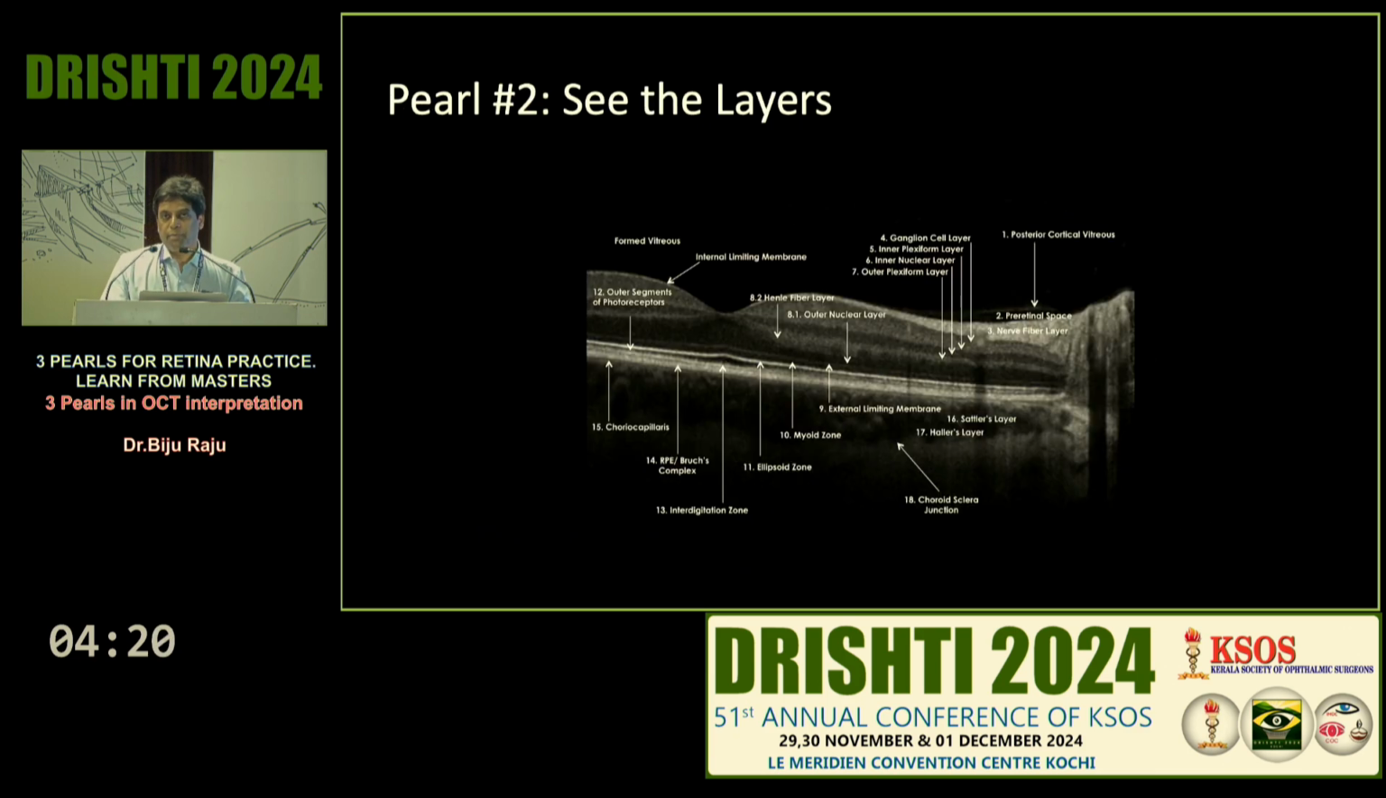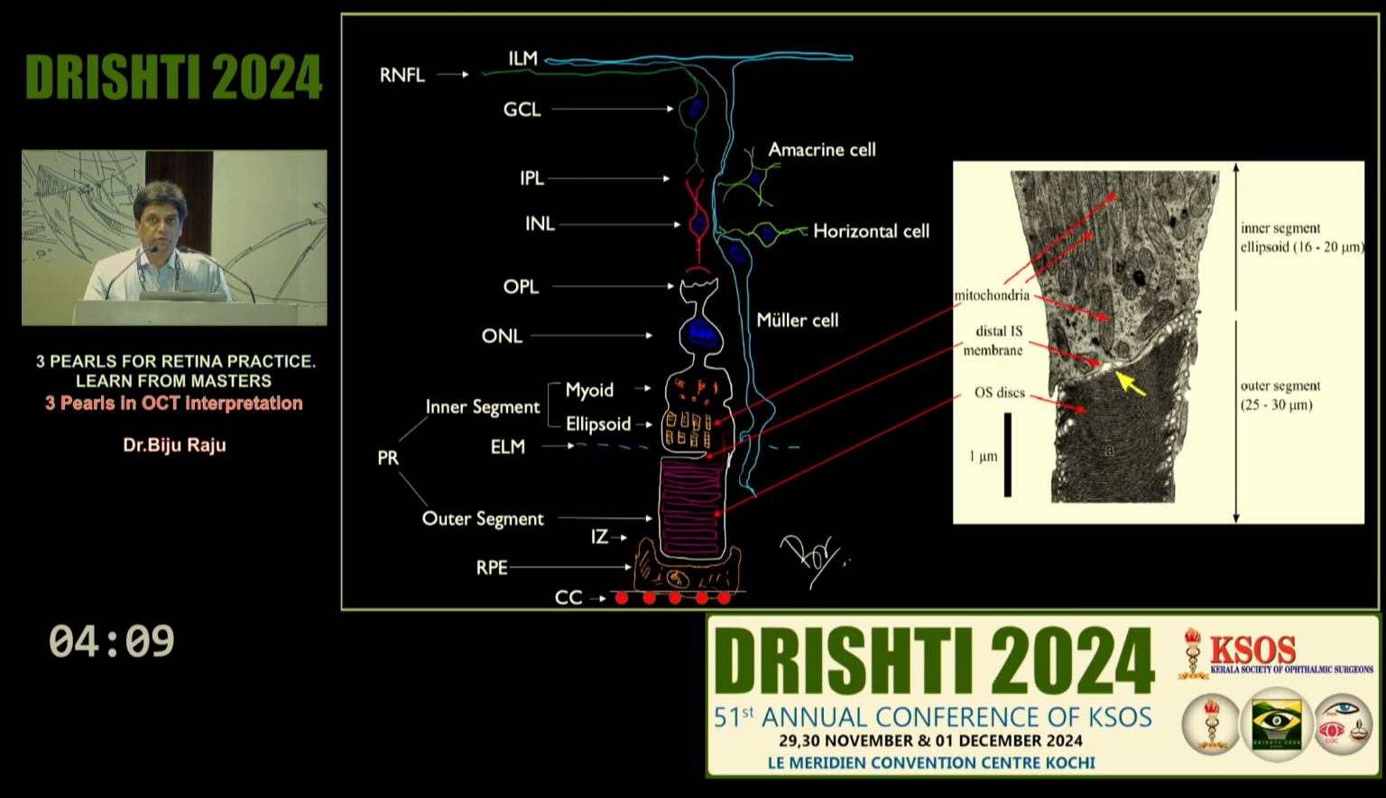My second pearl would be to see the layers. When I say see the layers, I would say see through the layers and see beyond the layers, because we all know what the layers of the retina are and how they appear on OCT. But we should understand that they are all reflectivities, and the bands that come on OCT can be correlated or cannot be correlated certain times with histopathology. For example, when you look at the ganglion cell layer, it's a hyporeflective layer that is well correlated with its counterpart on the histopathology slide.